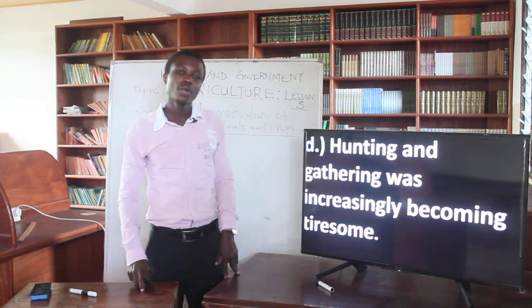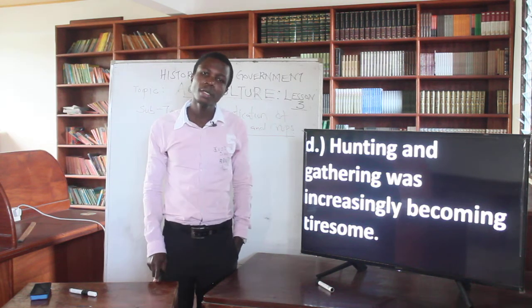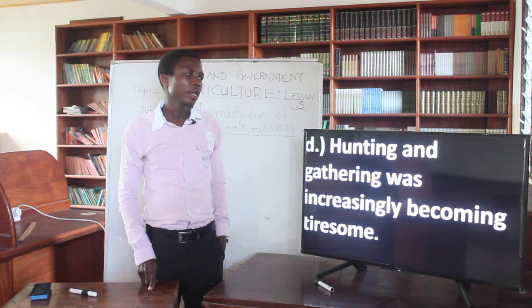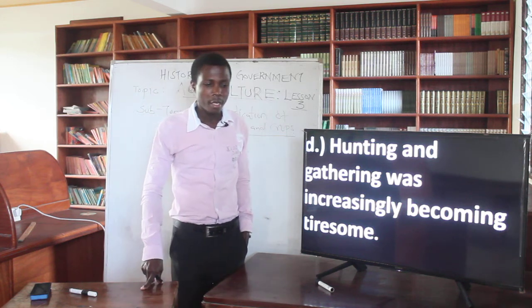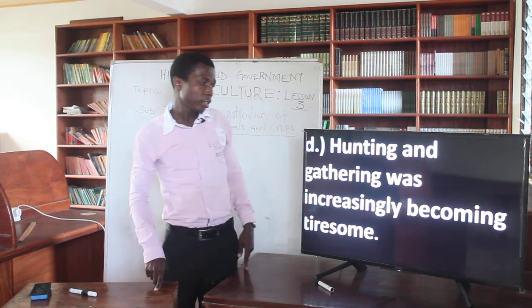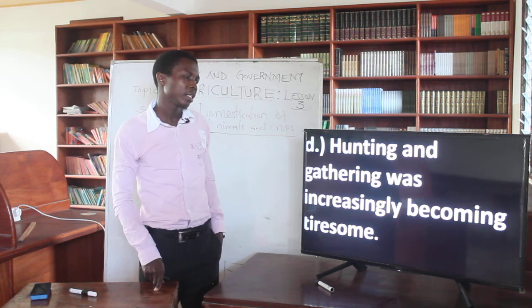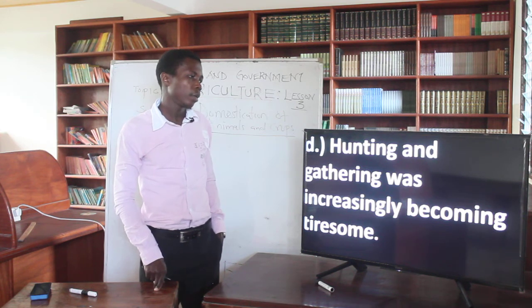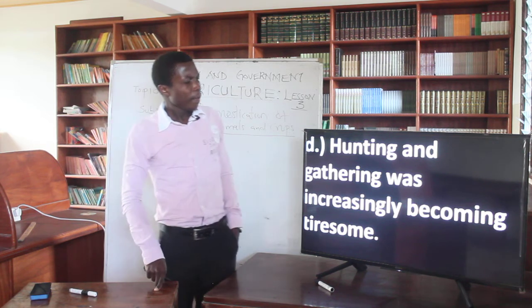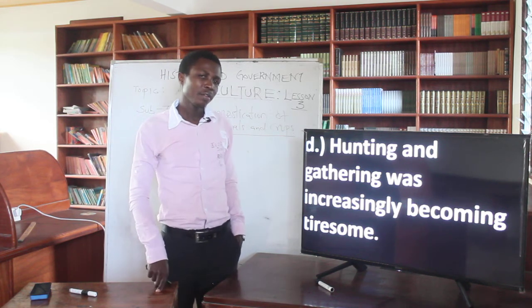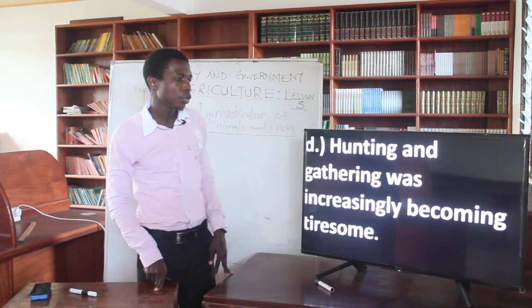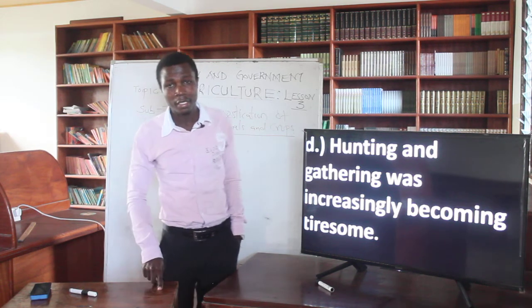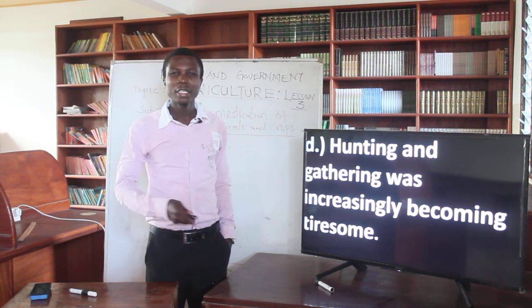Then the next is hunting and what? Gathering, which was increasingly becoming tiresome. When you talk about tiresome, the method of hunting was very difficult. It was very, very tiresome. As this topic suggests, the methods were very, very hard. It required man to be in a group, and sometimes they could be very active in hunting, but they could not get food, because it requires a lot of energy. So it was tiresome, and therefore they switched into agriculture, which was more promising than hunting and gathering. So that is the fourth reason why man started domesticating what?